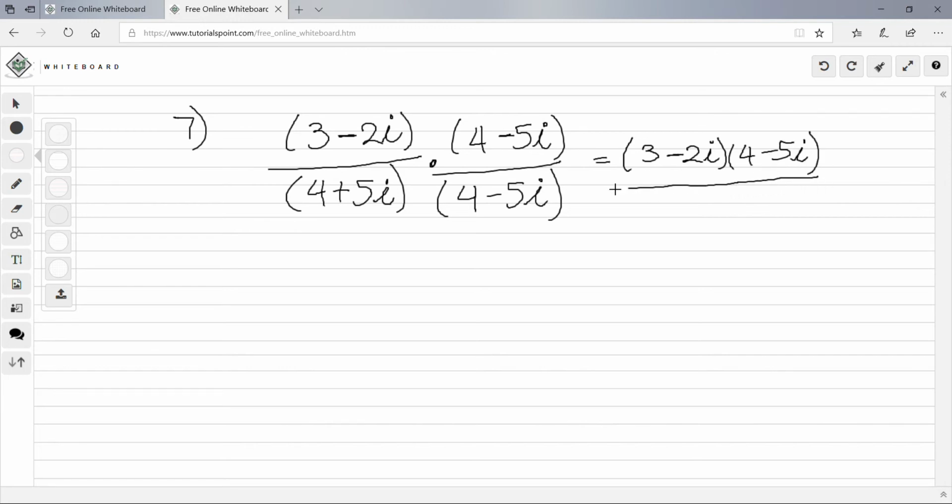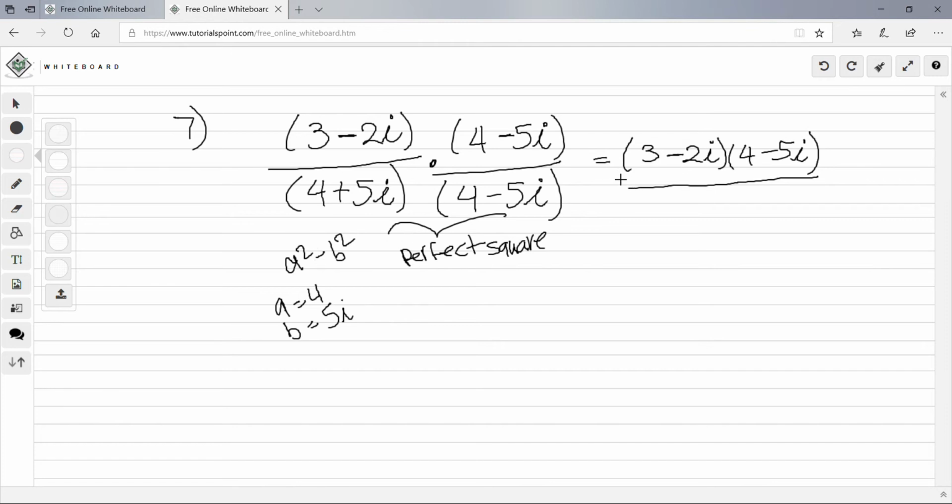Okay, now let's look at the denominator. We have 4 plus 5i times 4 minus 5i. What does this look like? This looks like the difference of squares, so I don't need to FOIL this. I know that it's a squared minus b squared, right? So we know that our a is 4 and our b is 5i. Let's put it in a squared minus b squared.